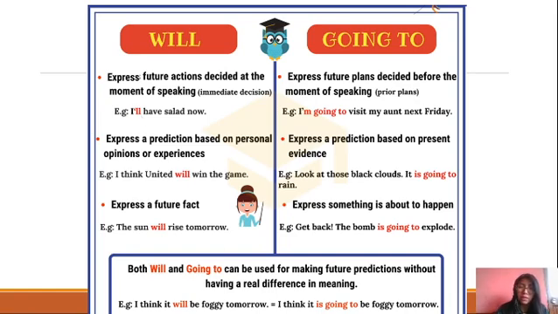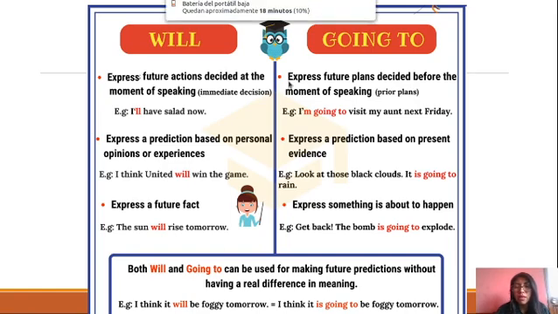Speaking about the future, we are going to see going to. It expresses future plans decided before the moment of speaking, prior plans. So we are going to use going to in order to speak about a previous plan. You have a plan, and then you are going to say it in the future with going to. For example, I am going to visit my aunt next Friday. Okay, that is a prior plan.